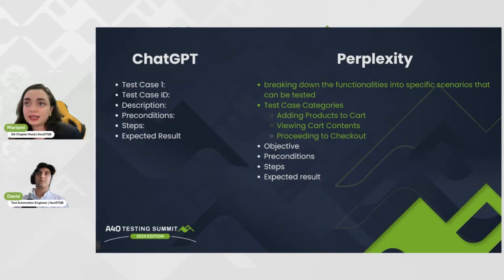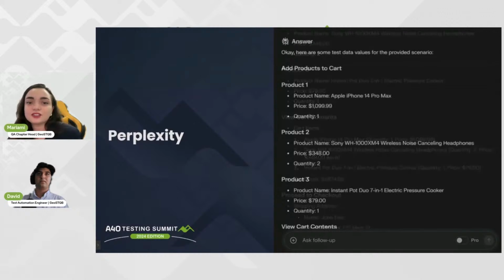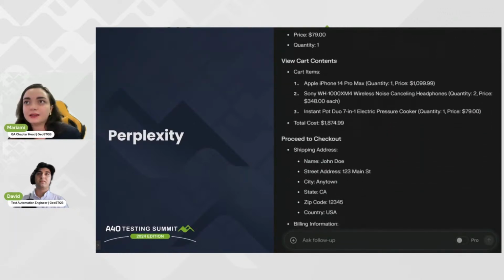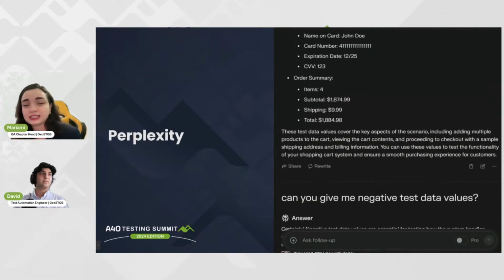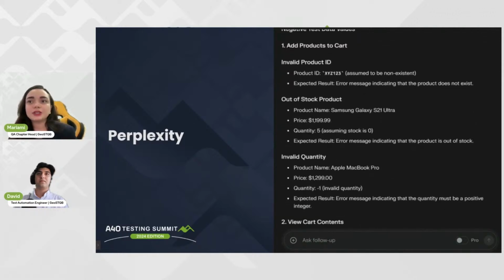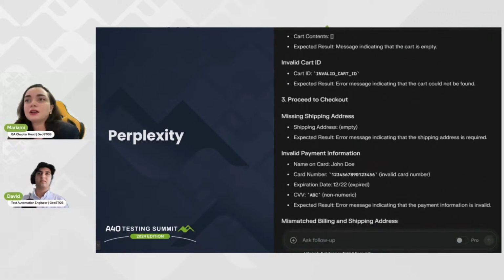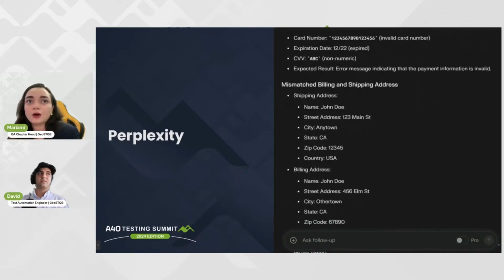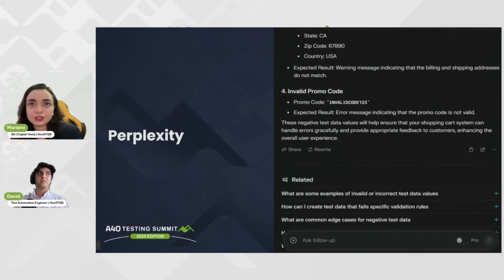What I would like to do next is to give Perplexity a little bit of a reply to generate test data values for the provided scenario. The goal of it is to see whether Perplexity can give me, let's say, not quite enough test data for testing, but how different those test data will be. Will it be just valid test data or invalid ones?